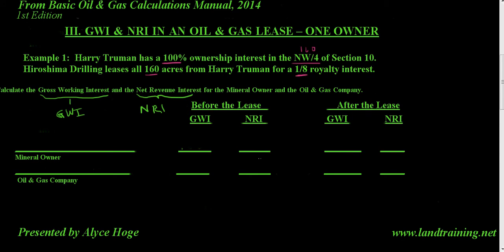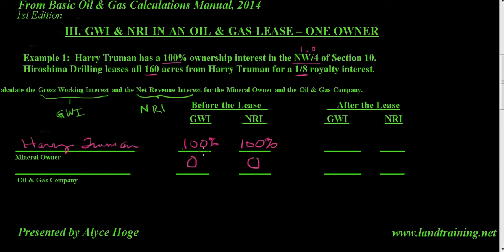So what we can do here is now we can look at before the lease. Harry Truman owns, well, let's put his name here. He's the mineral owner. And so before the lease, he owns 100% of the working interest and 100% of the net revenue interest. Before there's a lease, the oil and gas company doesn't own anything. They don't own a gross working interest and they don't own a net revenue interest. That's why they want the oil and gas lease.